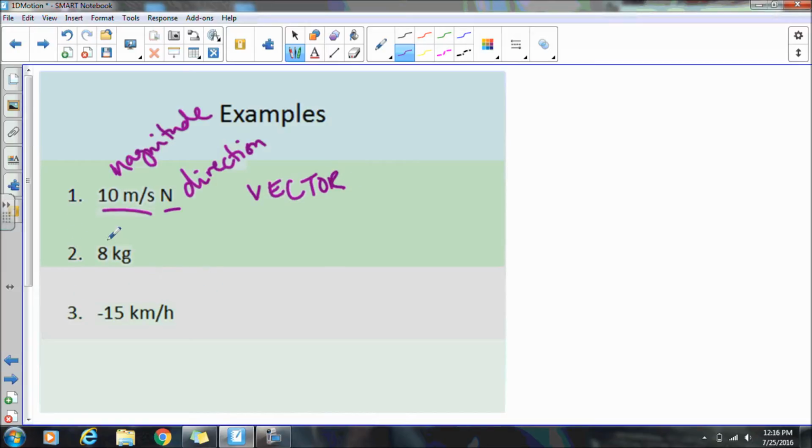Number 2, we have 8 kilograms. Kilograms is our unit. Notice that there's no direction. There's no positive or negative here. There's no north, south, east, or west, and there's no angle measurement. Plus, this is mass. Kilograms measures mass. Mass is always scalar.